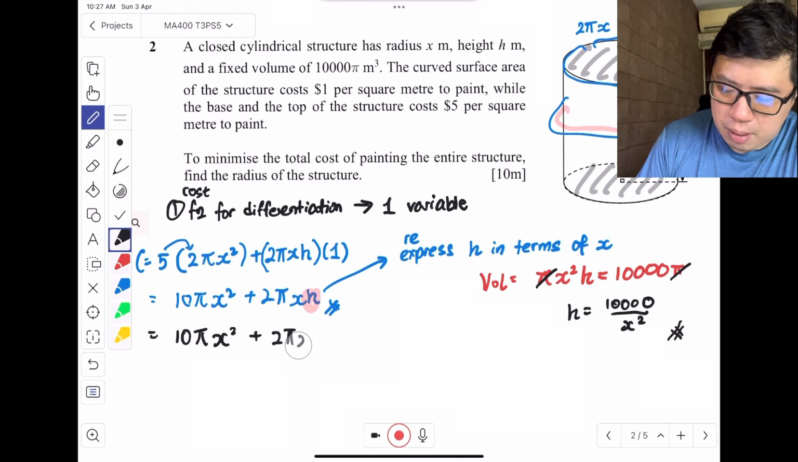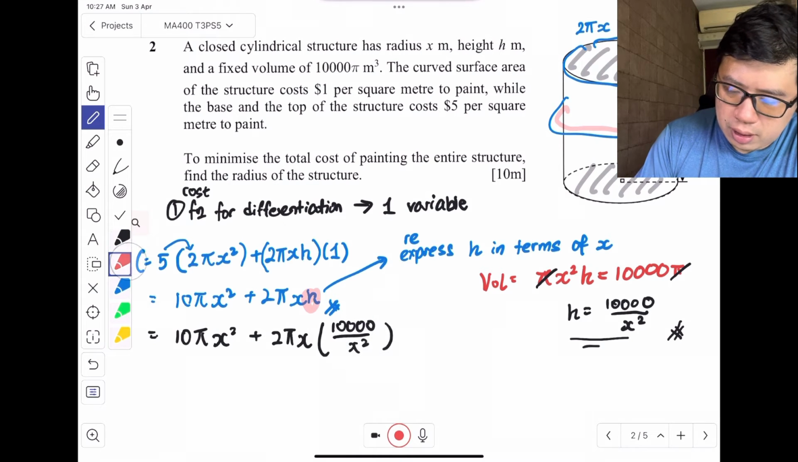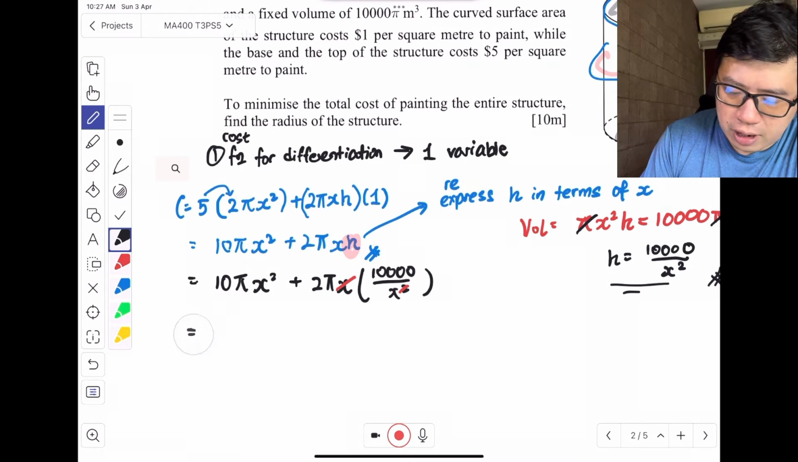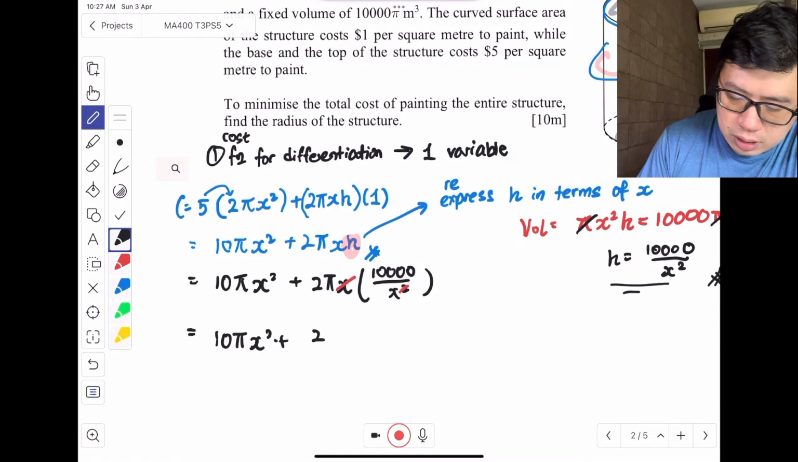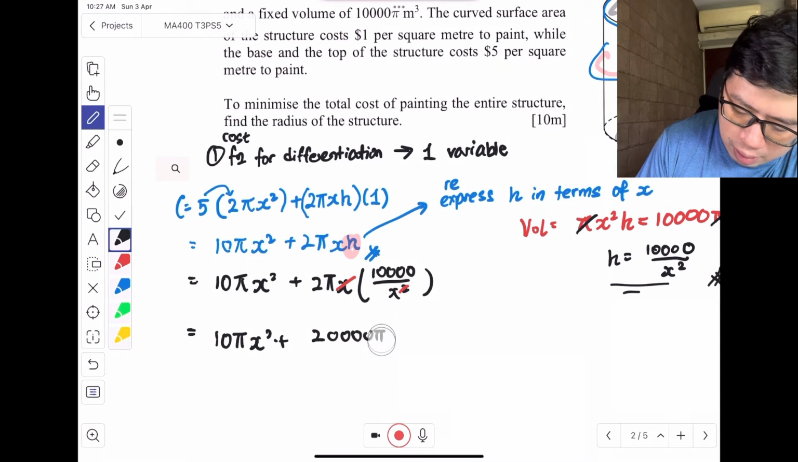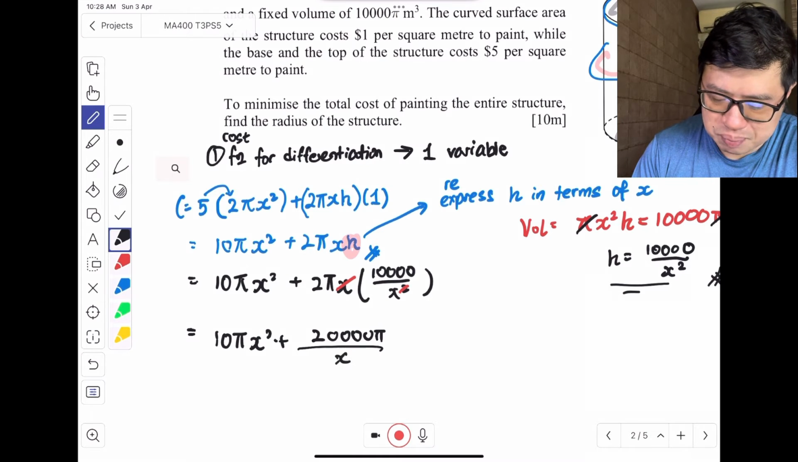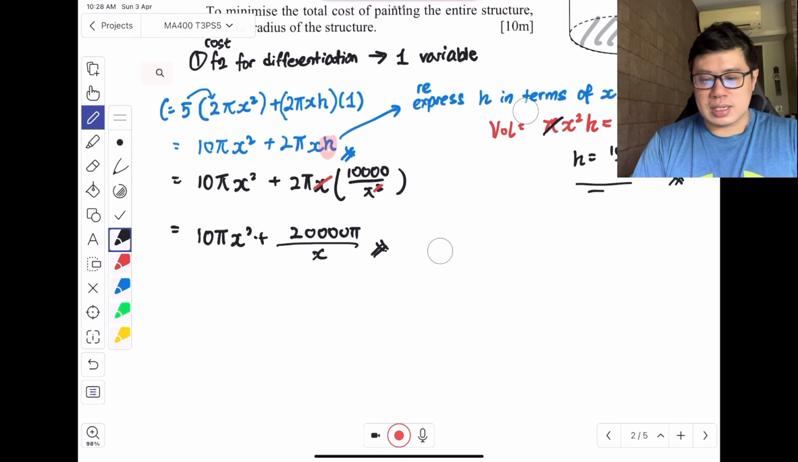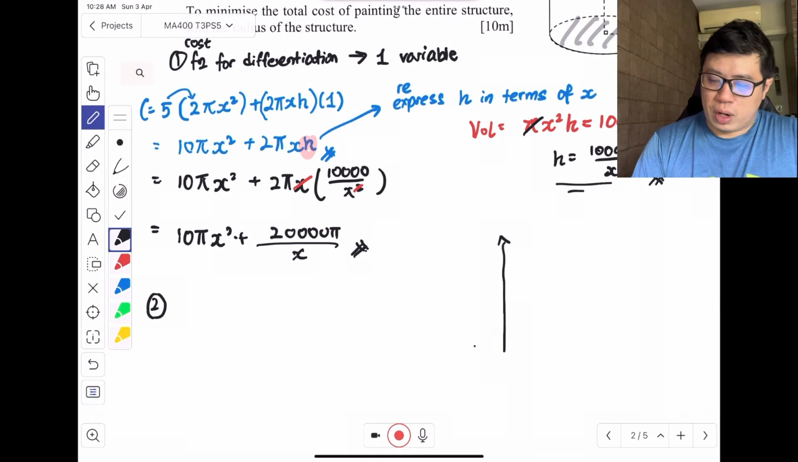Here I'm just substituting my h, 10,000 over x squared. Simplifying, I'm finally left with 10 pi x squared plus 20,000 pi over x. This is the function that we'll differentiate, so we are minimizing this. Step number 2, minimizing means we are doing dC/dx.